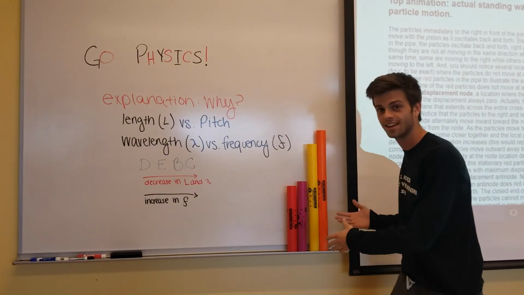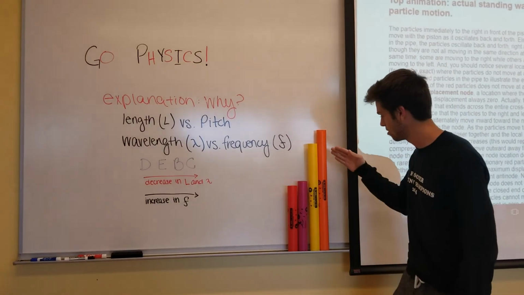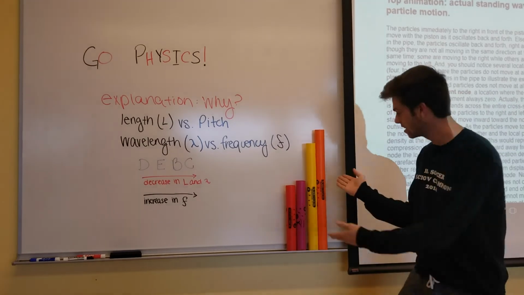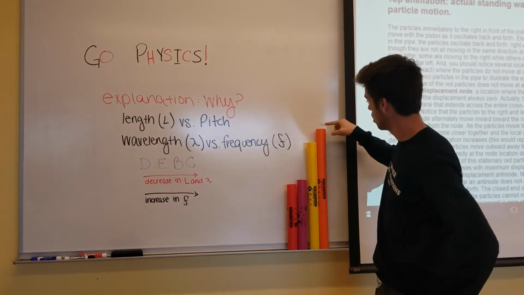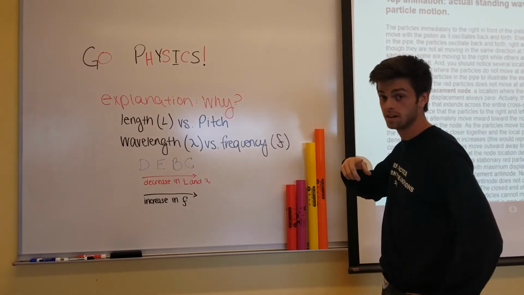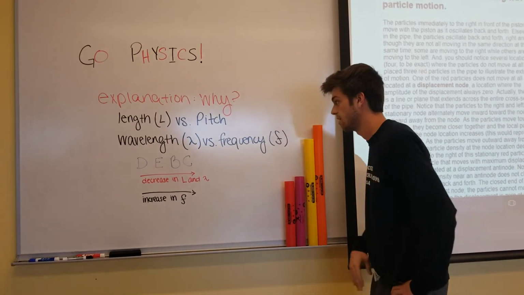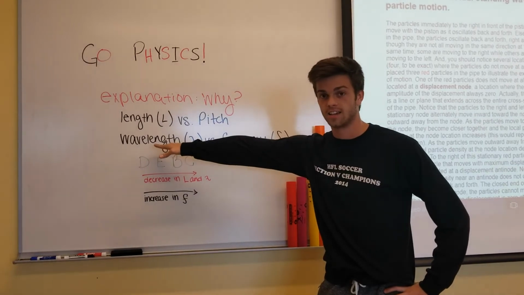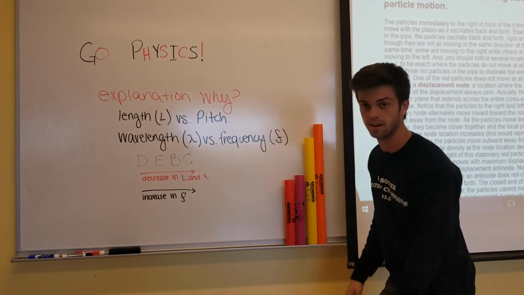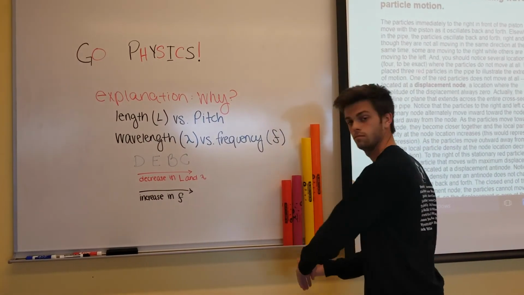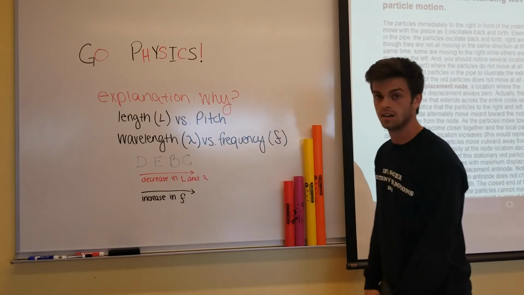Okay, so now we have to look at the differences with the tubes. They're all different ones. So how does this affect the properties? Longer tubes have a lower pitch. Shorter tubes have a higher pitch. Now why is that? When the wavelength is decreased by shortening the tube, the frequency is increased. And the opposite.